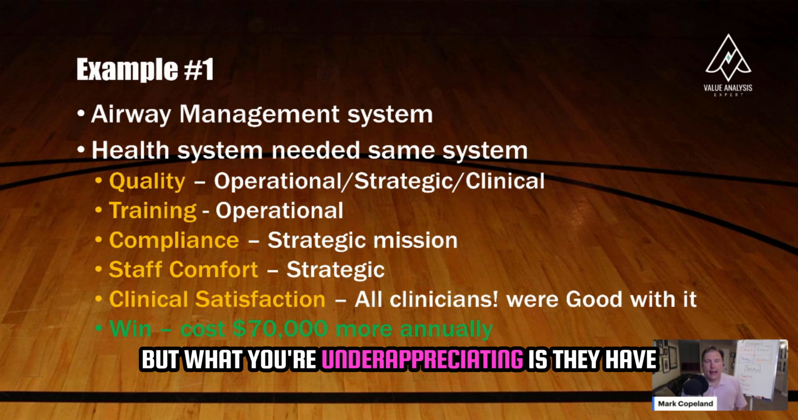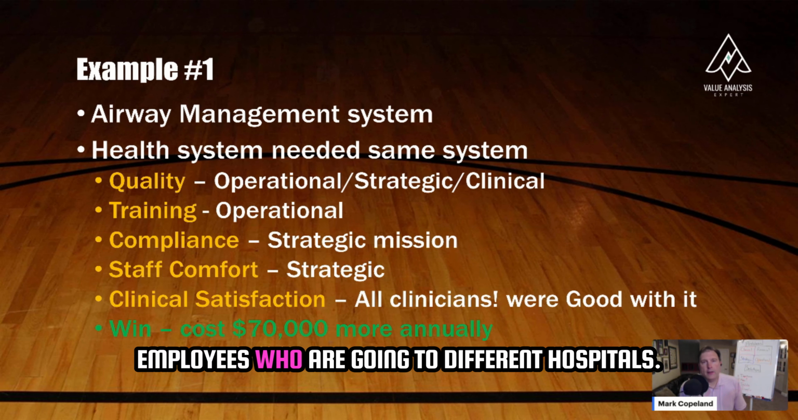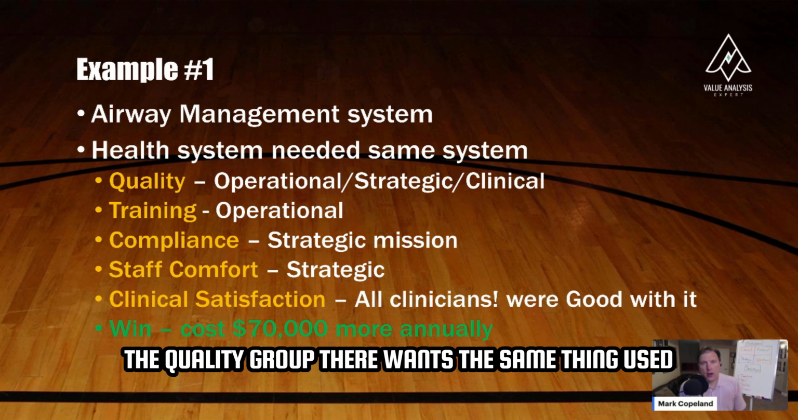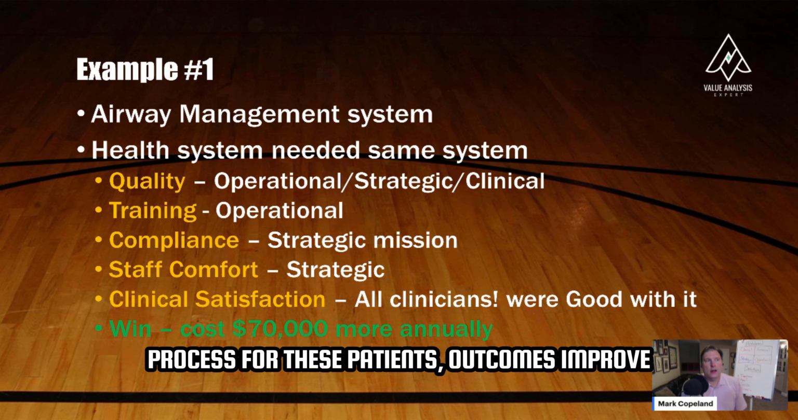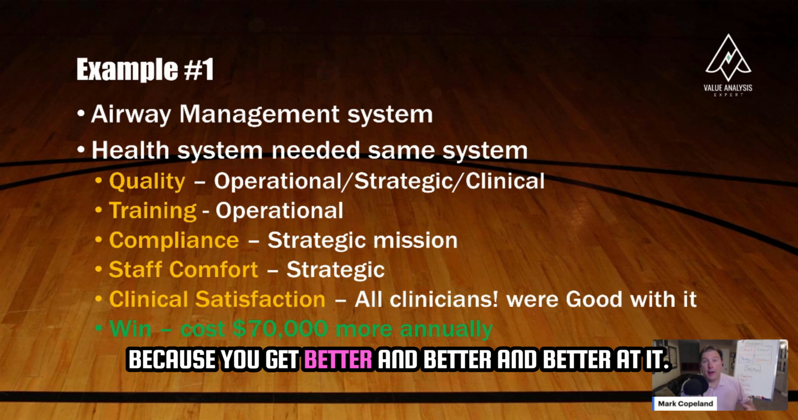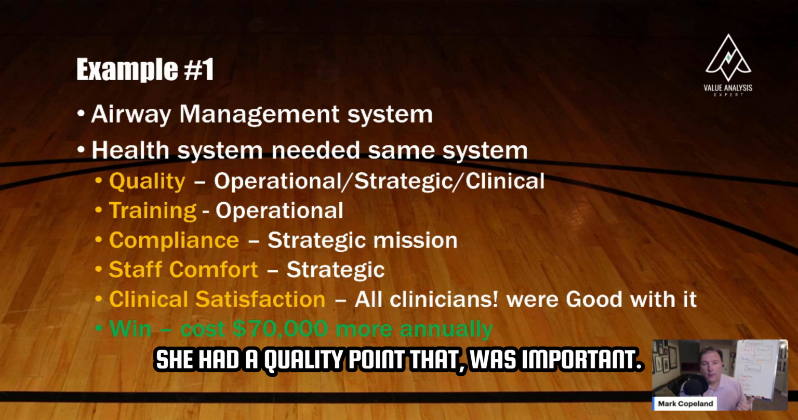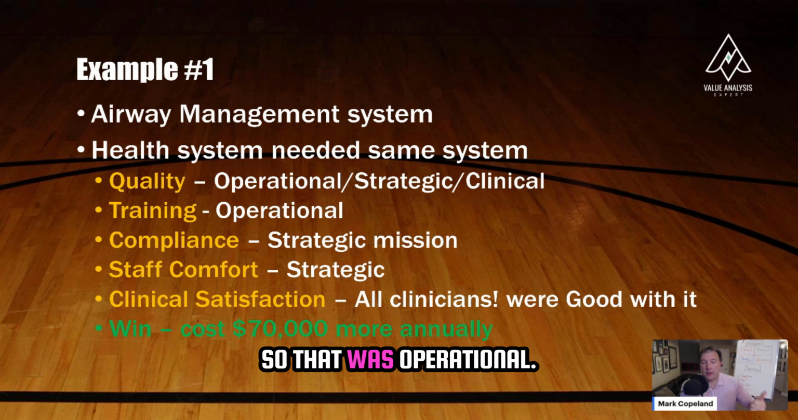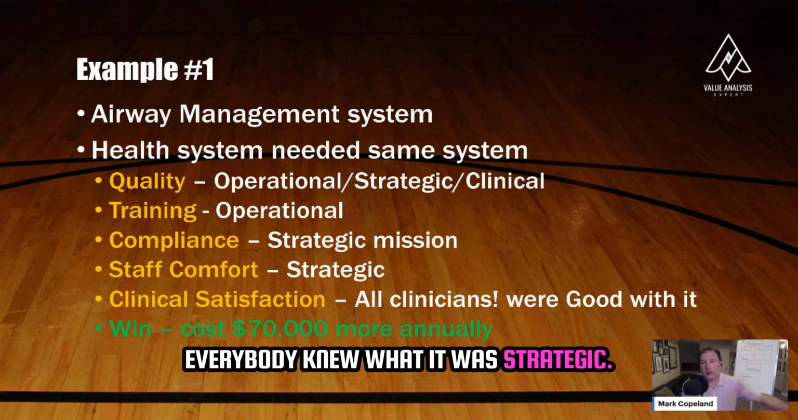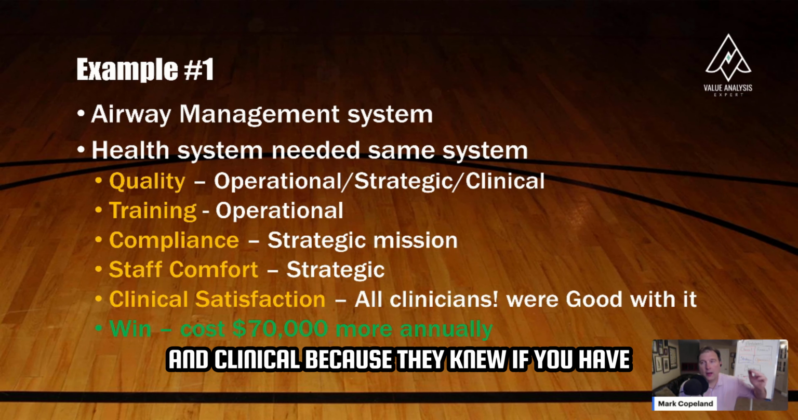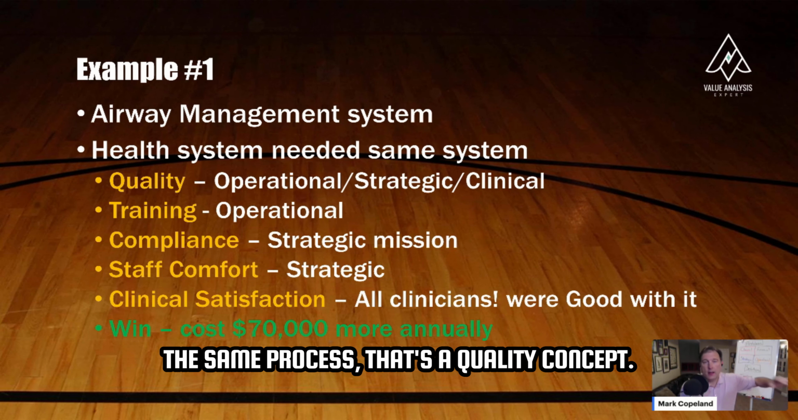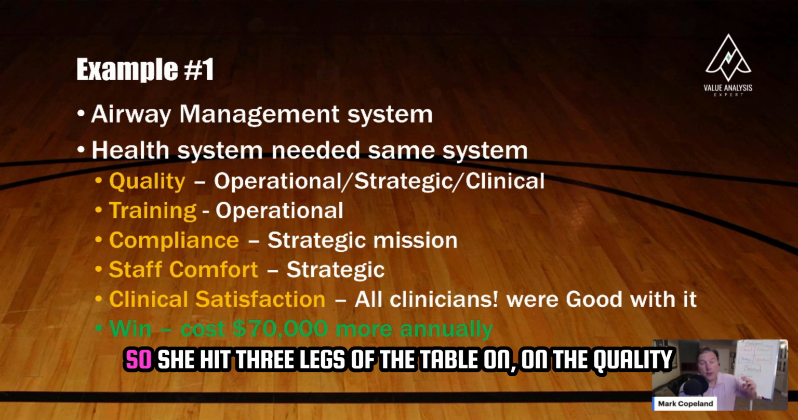But what you're underappreciating is they have employees who are going to different hospitals. The quality group there wants the same thing used everywhere because they have proven if you do the same process for these patients, outcomes improve because you get better and better and better at it. She had a quality point that was important. It was the same. So that was operational. Everybody knew what it was. Strategic. They were trying to do the same thing everywhere. And clinical, because they knew if you have the same process, that's a quality concept. Same process everywhere, outcomes get better. So she hit three legs of the table on the quality side.